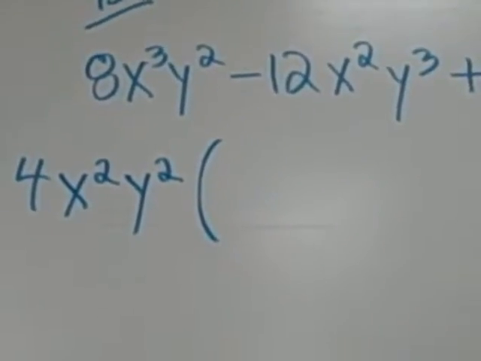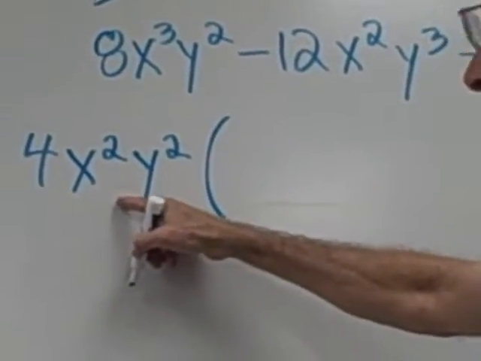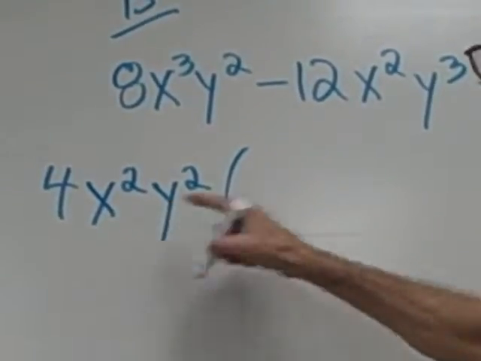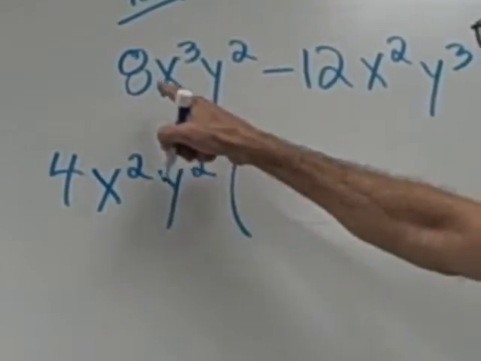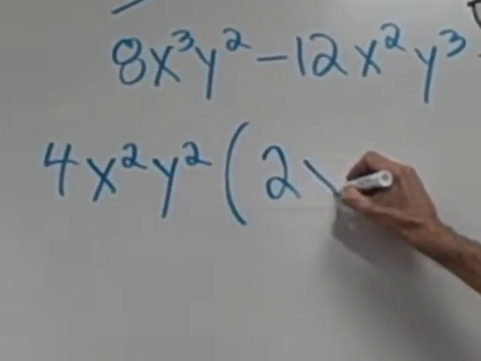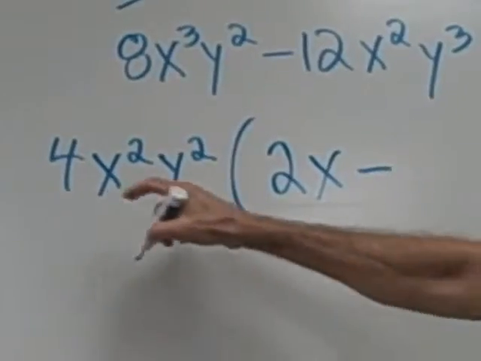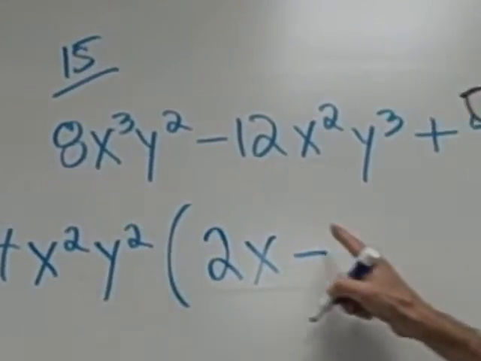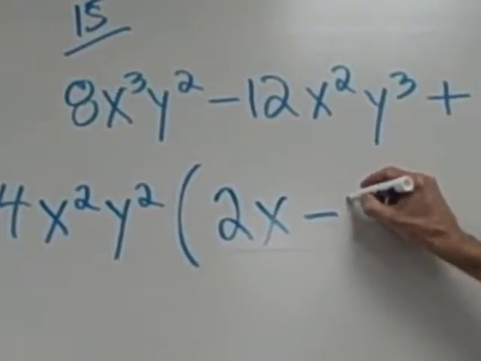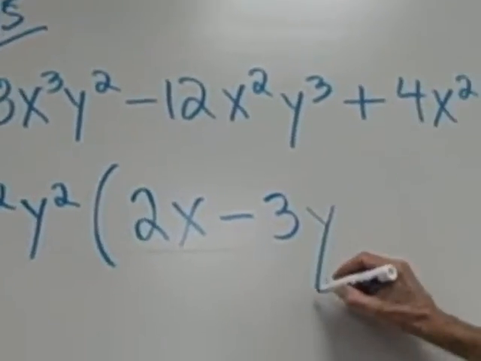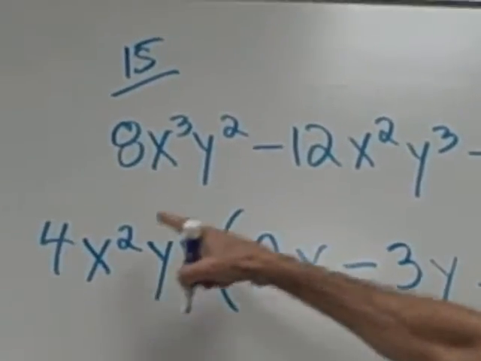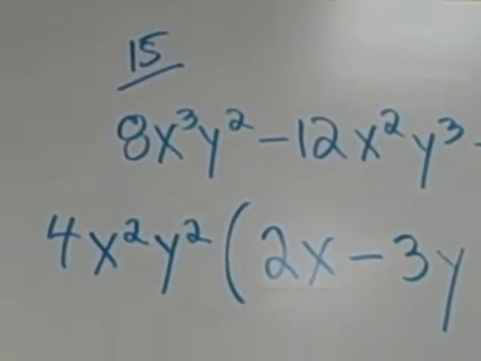Okay, now here's what we're going to do. We're going to make believe we're using the distributive property. This times something is this. What would it be? 2x. Very good. Minus this times something is this. Very good. Excellent. Okay? Plus this times something is this.